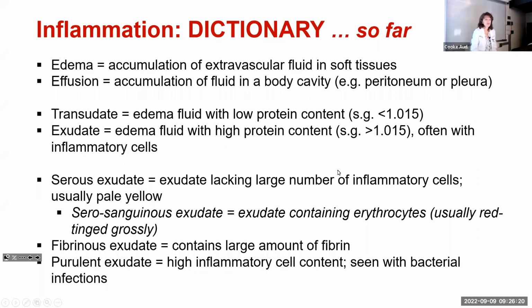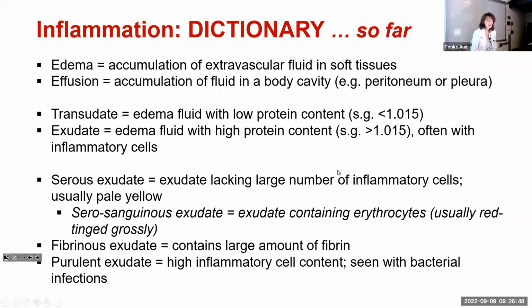Let's review the dictionary so far. Edema and effusion. Edema in the tissue, effusion in a body cavity. Got that? Nod? Yes? No? Yes, good. Transudate or exudate. Every fluid that goes out of the vessel, we classify in the lab either as a transudate or an exudate. The most important criteria here is the protein content. Low protein content, transudate; high protein content, exudate.